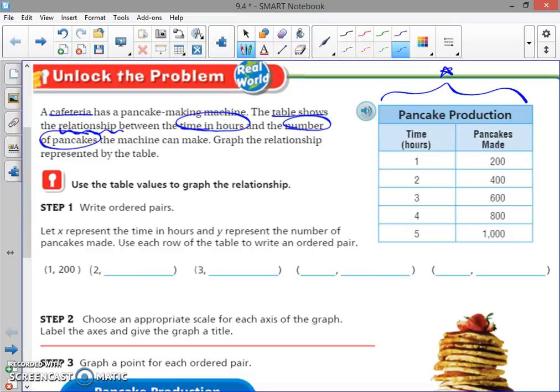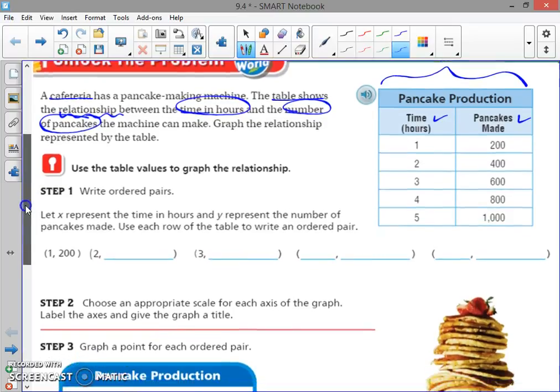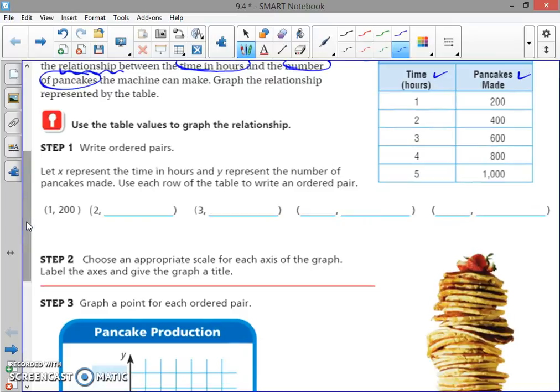So pancake production, time in hours. So in 1 hour, 200 pancakes are made. 2 hours, 400 are made. 3 hours, 600 are made. 4 hours, 800 are made. 5, 1,000. Hopefully you can see that pattern there. So use the table values to graph the relationship.